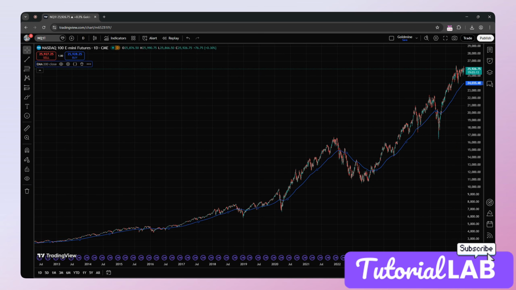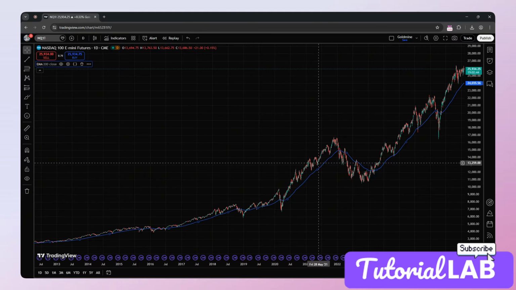Here's how traders use it. If the price is above the 200-day moving average, we see a bullish trend. If the price is below the 200-day moving average, we see a bearish trend. The line can also act as support or resistance, where the price may bounce or reverse.